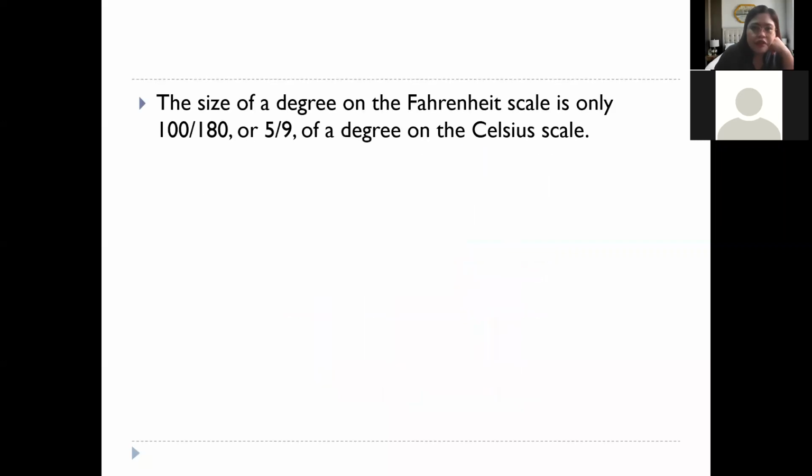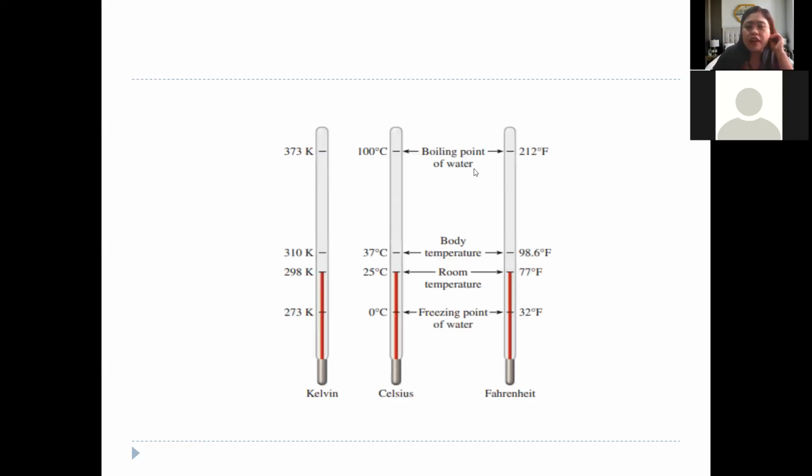So take note of this also. The size of a degree on the Fahrenheit scale is only 100 over 180. If we reduce this one to its lowest term, that is 5 over 9 of a degree on the Celsius scale. So yan yung difference ng kanilang graduation. So di ba alam niyo naman yung mukha ng thermometer like this one, meron yan siyang guhit-guhit dyan. That will indicate, class, the graduation.